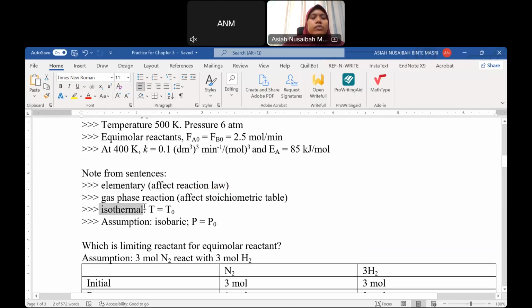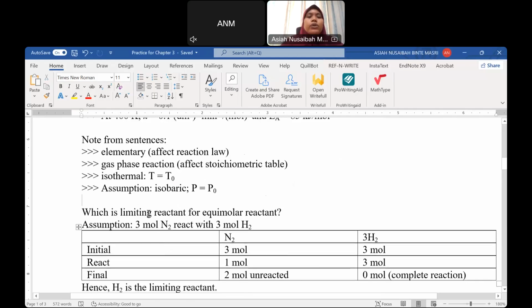It's isothermal, then we can write that T is equal to T naught. So it will simplify your stoichiometric table. An assumption of isobaric also, so P is equal to P naught. It will simplify your stoichiometric table. Before we proceed, we need to identify which is the limiting reactant. Then only we know which is A, which is B.